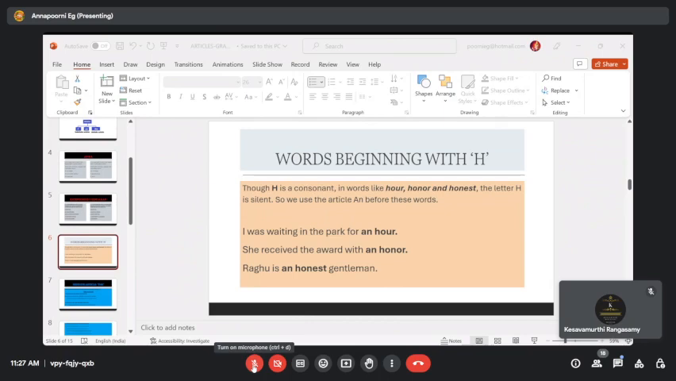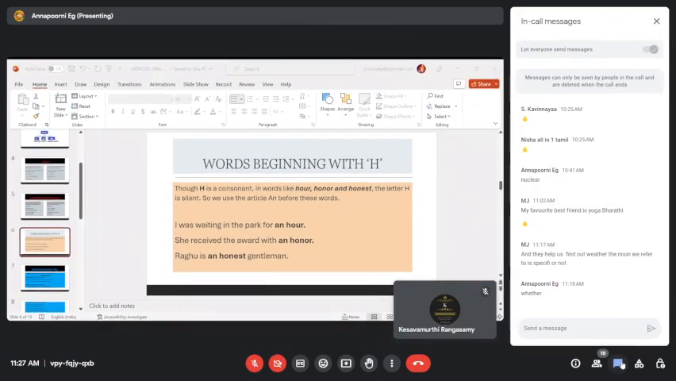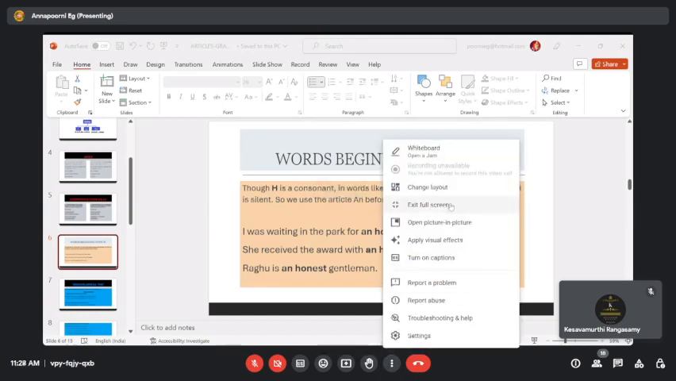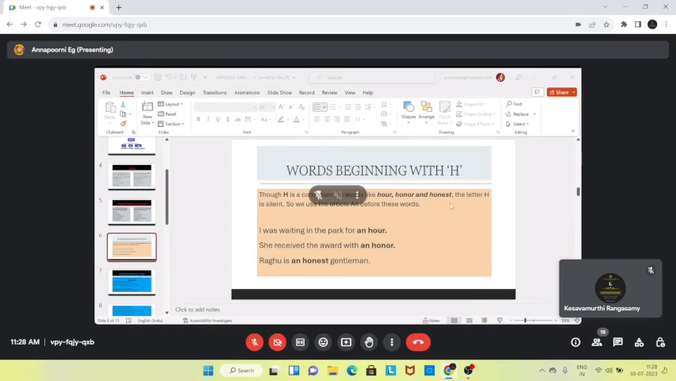So here you can see some words that begin with H, like hour, honor and honest. H is silent. So we will not say hour, it is our. It's not honor, it's onor. It's not honest, it's onest. So in these words, H is considered to be silent. If H is dropped, then the first letter will be O, right? O is a vowel, so you can use the article an. So an hour, an honor, an honest. So this is all about the indefinite articles a and an.